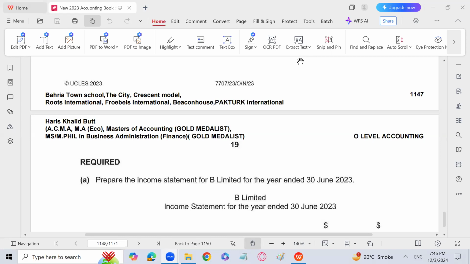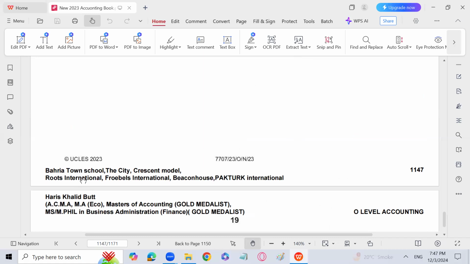Today we are going to solve the chapter of company accounts from O-level accounting 7707 and IGCSE 0452. We are going for O-level accounting, and the chapter we are doing is company accounts. Today we are going to solve a question of company accounts, which came in October-November 23 variant, which includes the preparation of income statement or statement of profit and loss and statement of changes in equity. Let's do it.